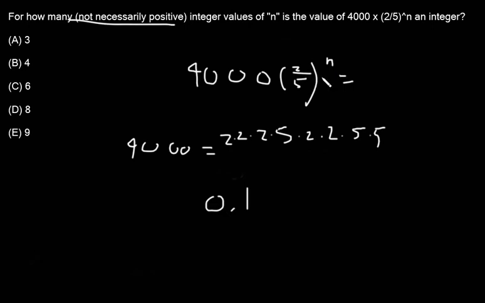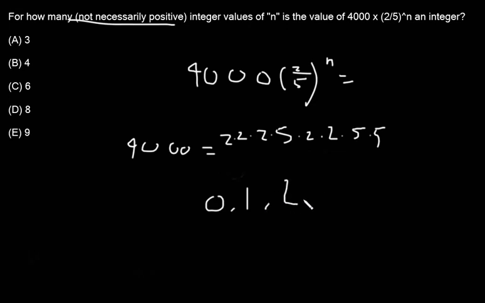So let's plug in the number 2 here. 2 over 5 to the second power. Well, what is that? That is 4 over 25. And we see here in the number 4,000, 25 is a factor of 4,000, because we have 5 times 5 right here. So if we plug in the number 2, that will work out.